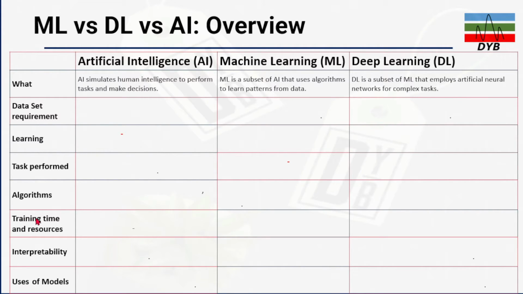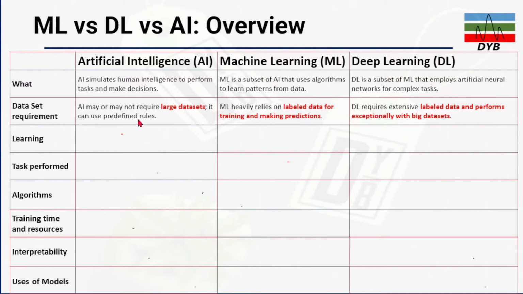I think we are well aware of this one. AI simulates human intelligence to perform tasks and make decisions. But ML is a subset of AI that uses algorithms to learn patterns from the data. And DL employs artificial neural networks for complex tasks. In this you have some specific limitation, but you have more control on the neural network, so it mimics or predicts from the data and interprets for you.